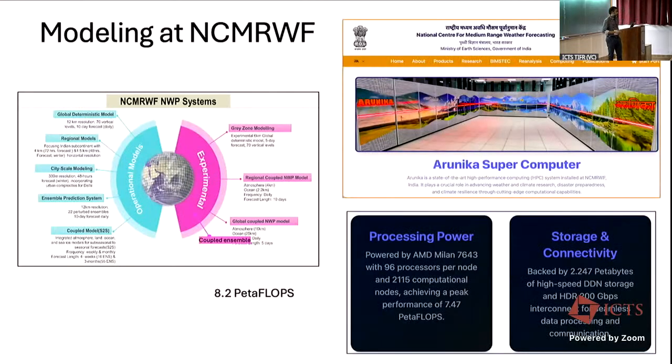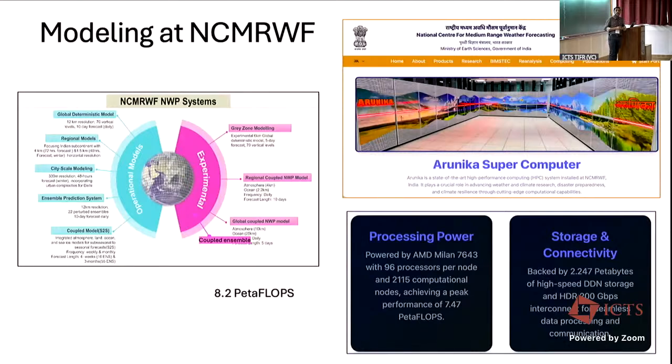Like I said, this is the NCMRWF model system; you can see the schematic diagram on the left-hand side, the globe. The blue color shows the operational models. Since we are an operational center, we have a suite of models, starting from the global deterministic at 12 kilometers, which gives a forecast for 10 days, a medium range scale. The same model dynamical core is used and reduced to a regional model with 4 kilometer explicit convection. The global deterministic is convective parameterized, with a mass flux convection scheme, and the regional 4 kilometer model is explicit convection.